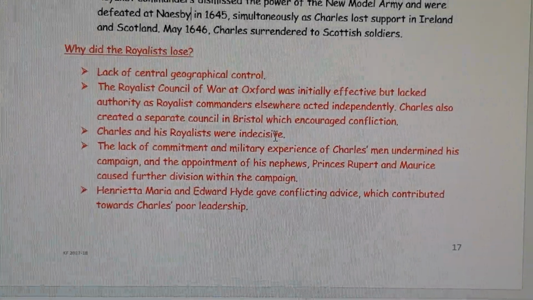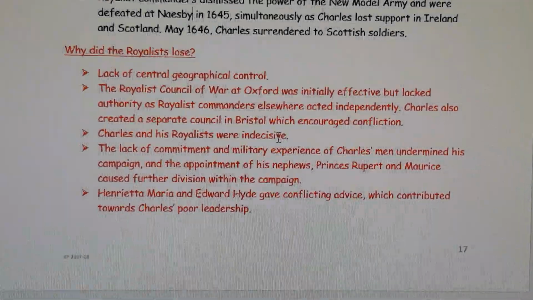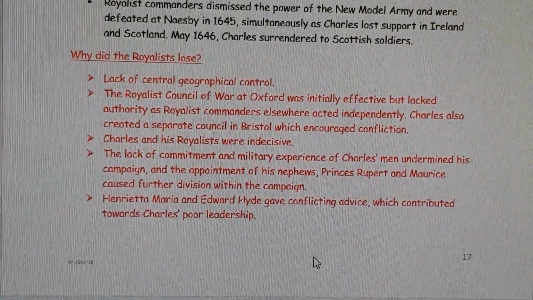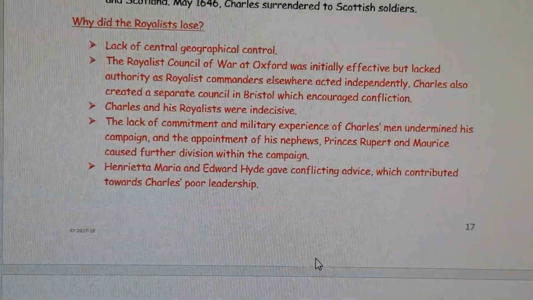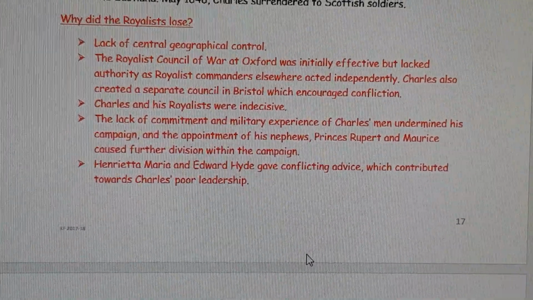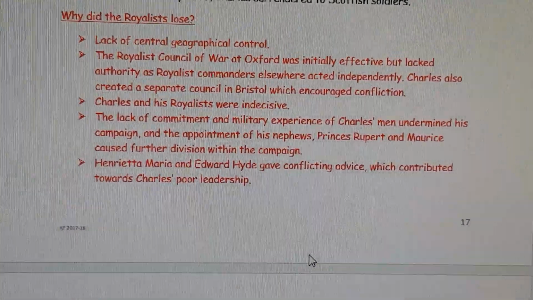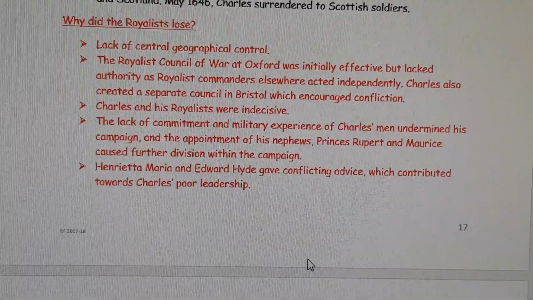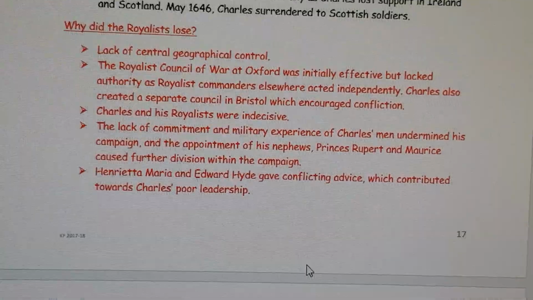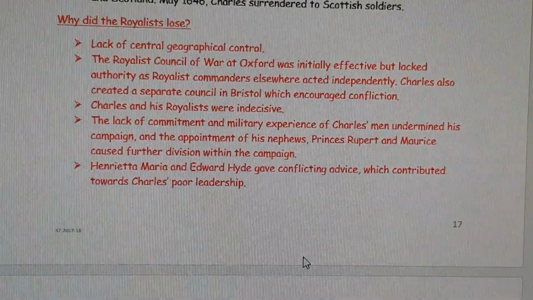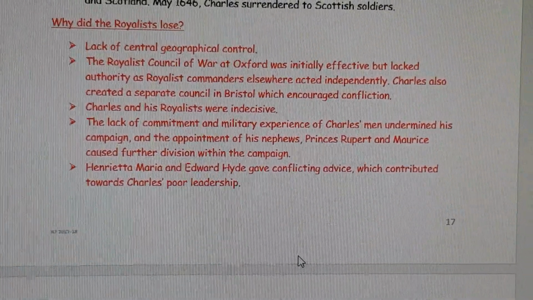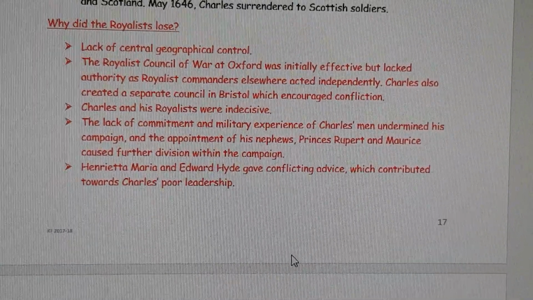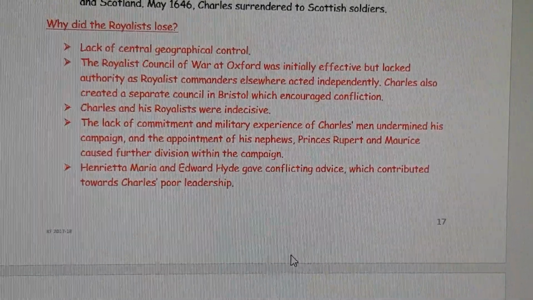Likewise, Charles and his Royalists were very indecisive. It took them quite a long time to make decisions, fairly similar to Hitler in World War II, who took quite a long time to make decisions, and this slowed up the military process. In addition, the lack of commitment and military experience of Charles's men undermined his campaign. Quite a lot of his initial commanders were, again, from agricultural communities. They had never really fought in a dramatic, escalated war before, only in small campaigns.